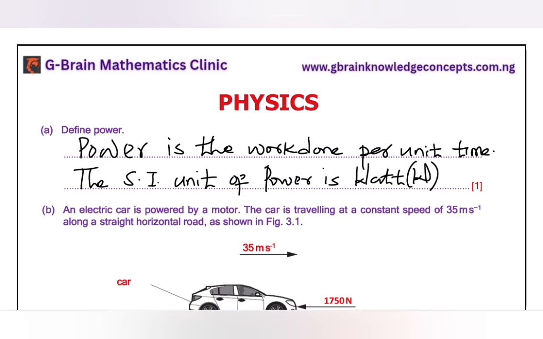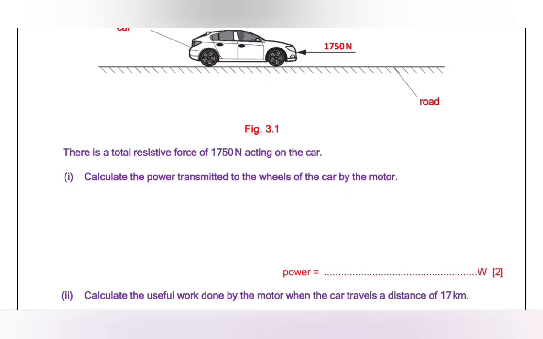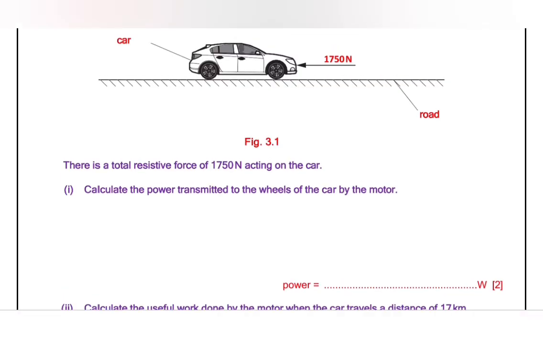We move to B. An electric car is powered by a motor. The car is traveling at a constant speed of 35 meters per second along a straight horizontal road. There is a total restrictive force of 1,750 newtons acting on the car. Calculate the power transmitted to the wheels of the car by the motor.